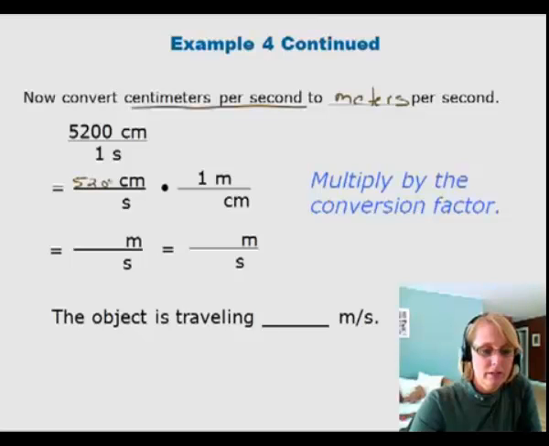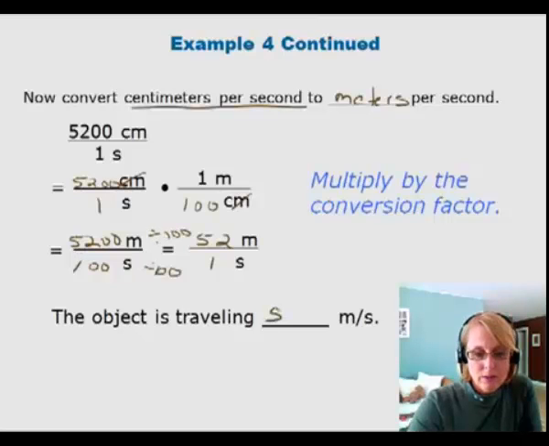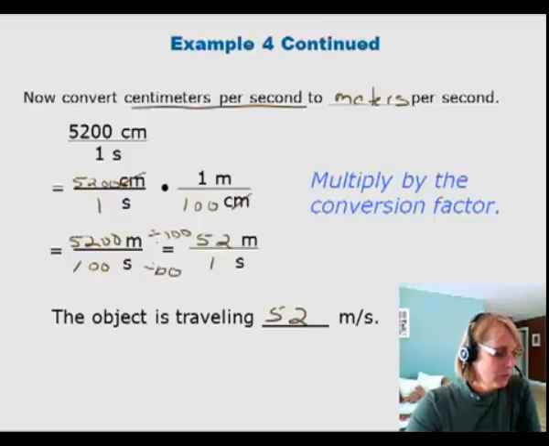So we will have 5,200 centimeters per 1 second times 1 meter over 100 centimeters, and that's our conversion factor. These are equal. 1 meter is equal to 100 centimeters. We multiply that through, our centimeters will cancel, so we know everything is in the right spot. So we're going to have 5,200 times 1 meters, and 1 second times 100, which will be 100 seconds. And then of course we can reduce by dividing by 100. So we now know that the object is traveling at 52 meters per second.